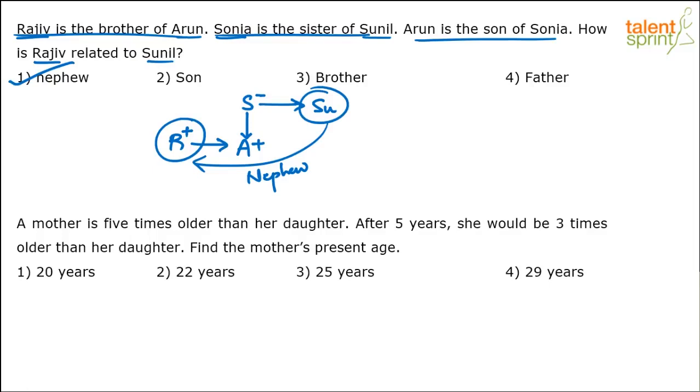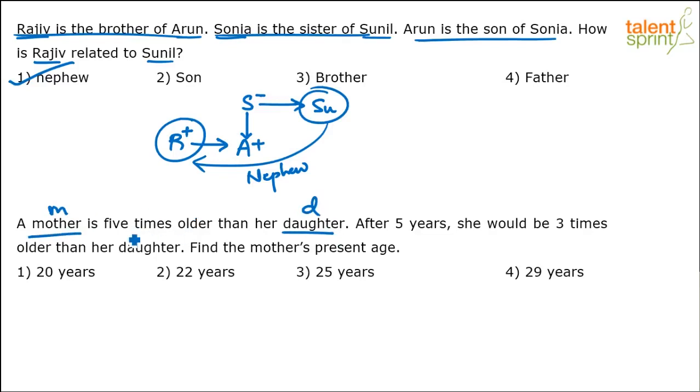Alright. Next question. A mother is 5 times older than her daughter. After 5 years, she would be 3 times older than her daughter. Find the mother's present age. So just convert these English statements into mathematical equations, solve those two equations and get the answer. So let's assume mother's age is M and daughter's age is D.